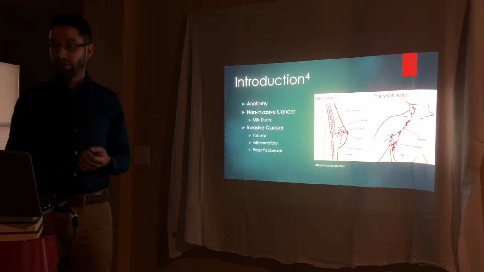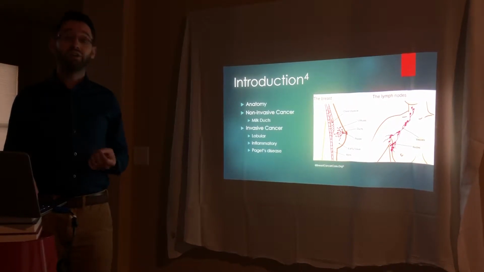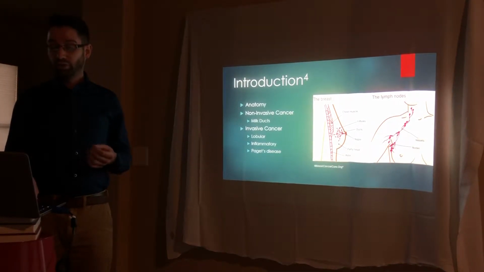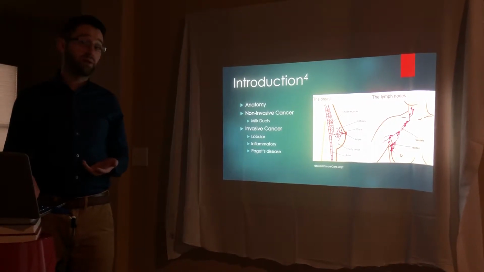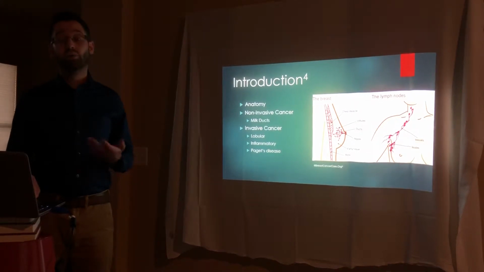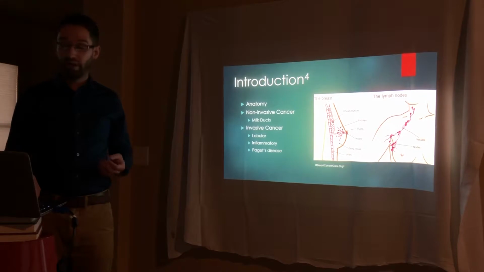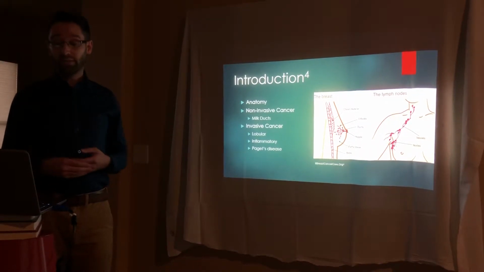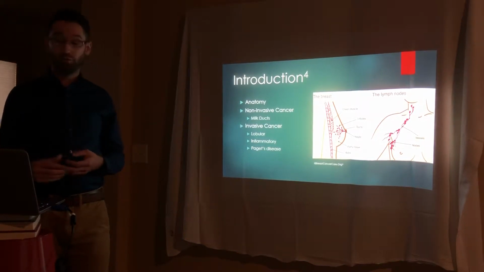Now that we know a little bit about the anatomy of the breast, it's important to note that there are two types of breast cancer. There's non-invasive cancer, which is when the cancer cells are inside the milk ducts but have not yet developed the ability to spread throughout the body. But the most common type of breast cancer is invasive cancer, when the cancer cells have actually developed the ability to spread throughout the breast or throughout the body. There's also lobular breast cancer, which is the second most common type, where cancer cells in the lobules have spread into the surrounding breast tissue.